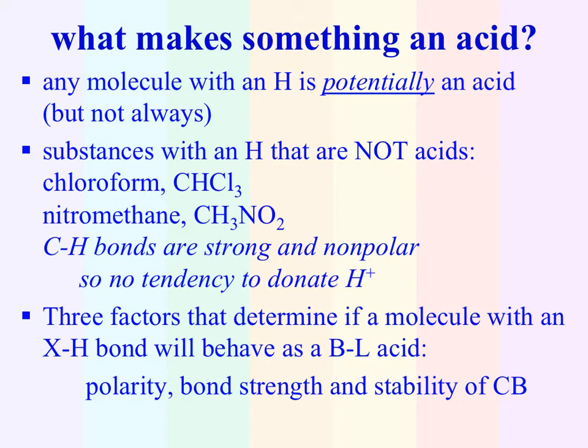Okay, so basically any molecule that has a hydrogen that potentially could be ionized into H+ is going to potentially be an acid. However, just because it potentially could be ionized doesn't mean that it actually will be. So not everything that could be an acid is an acid. Okay, so a few examples of substances that have a hydrogen atom in the molecule that are not actually acids would be chloroform that we see here, okay, nitromethane, okay, here.